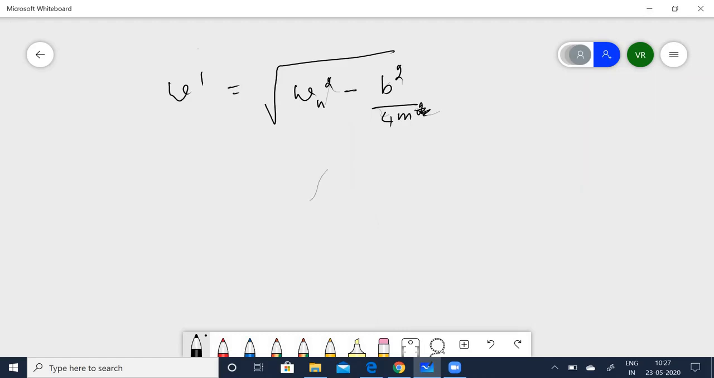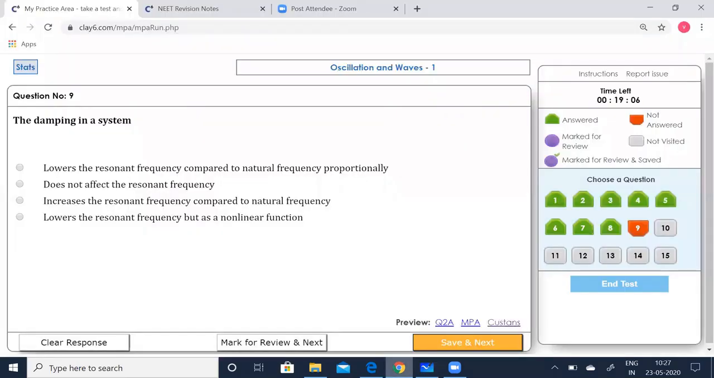Yeah, v squared by 4m squared. I'm sorry, v squared by 4m squared. So if omega n is the undamped natural frequency, from this equation you can see that omega dash is lesser than omega n. So that means it increases the resonant frequency compared to the natural frequency.